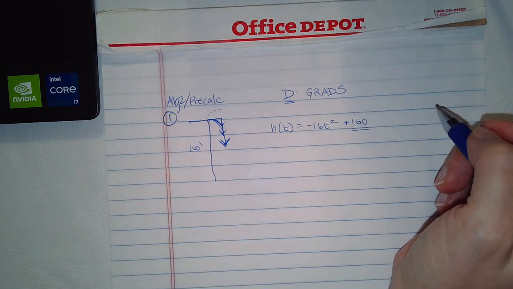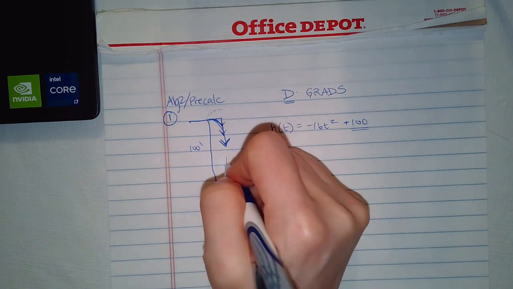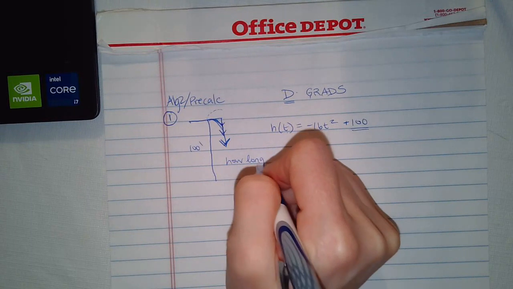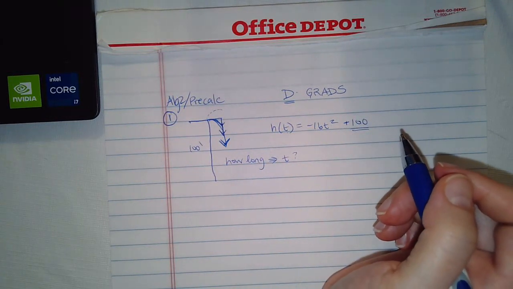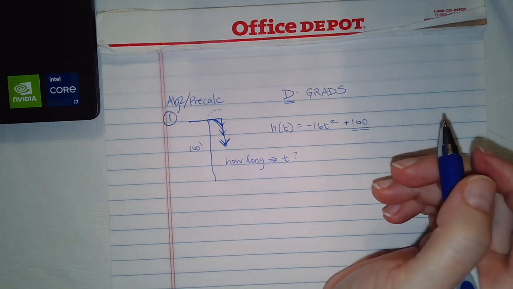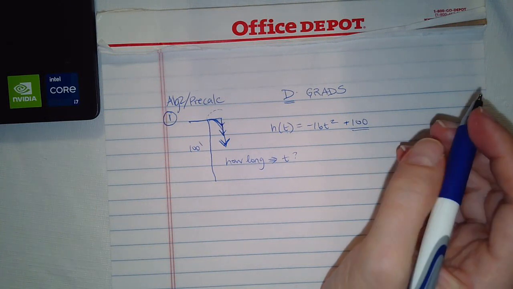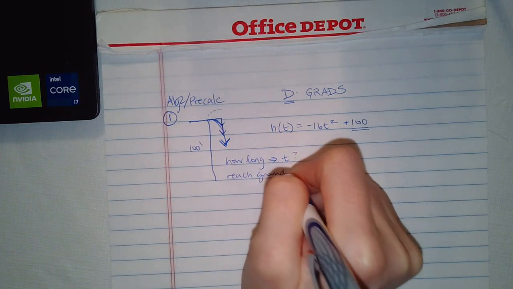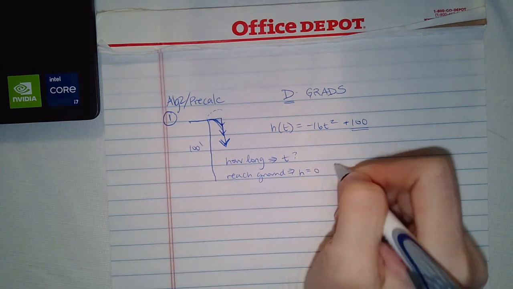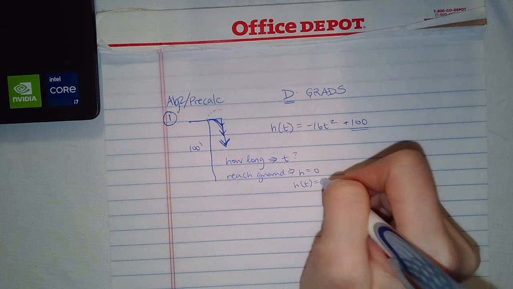Okay, and we want to say how long. When we see the words how long, it really means we're looking for a time. How long does it take for the rock to reach the ground? And reaching the ground means the height equals 0. So h of t at that moment equals 0.